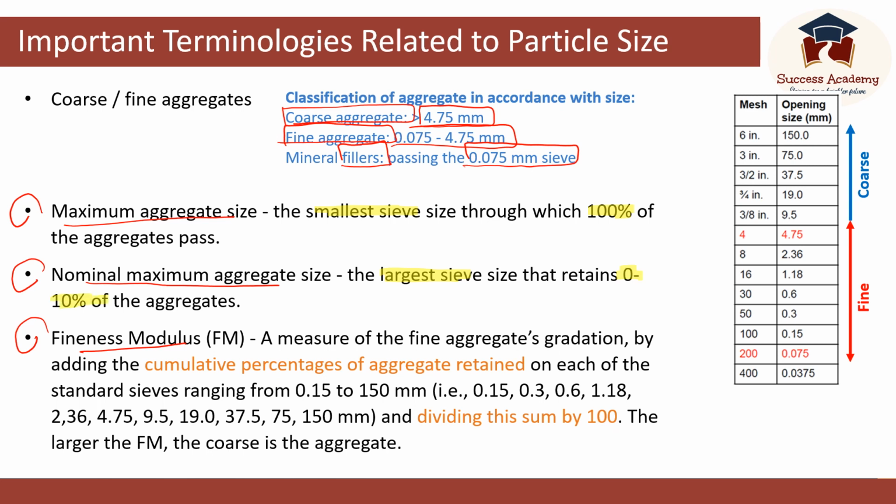Fineness modulus is a measure of the fine aggregates gradation. Adding the cumulative percentage of aggregate retained on each of the standard sieves, divided by 100, gives us the fineness modulus. The larger the fineness modulus, the coarser the aggregates. We are going to do a small example to see how to find the fineness modulus.